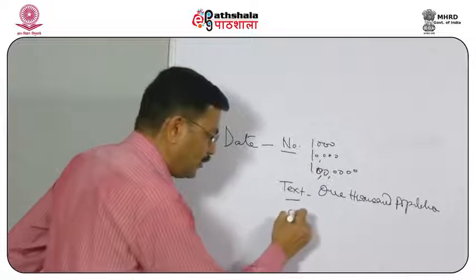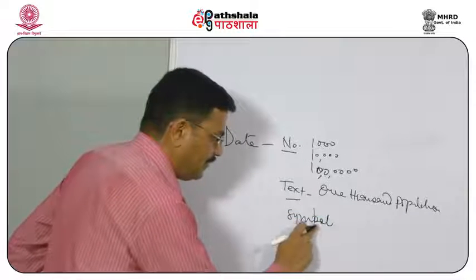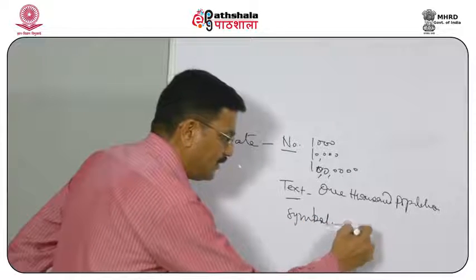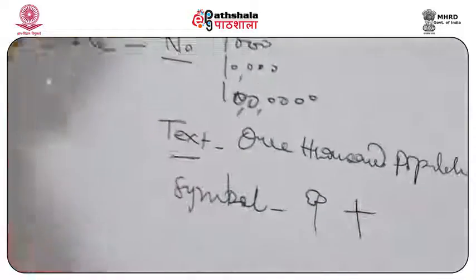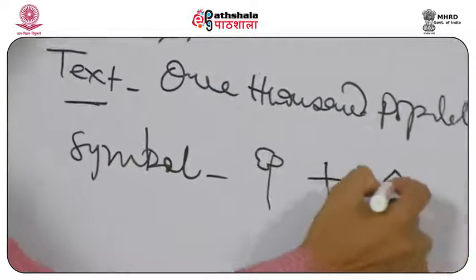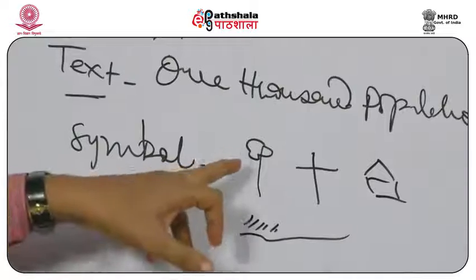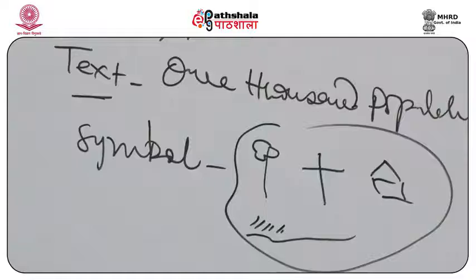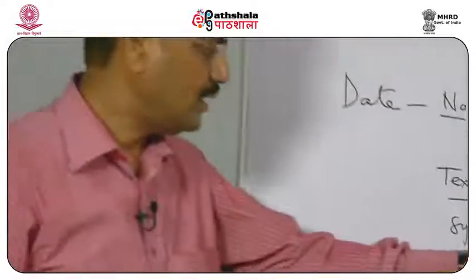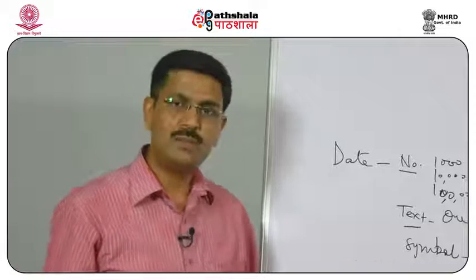The third is data in the form of symbols. Data could be in the form of something like this. If I make it like this, this could be a tree. If I make it like this, this could be a church. If I make it like this, this could be a temple, and so on. Or if I make it like this, these are grasses. If I put these symbols on a particular part of the surface of the earth and count them, I can say how many trees or churches or temples are there in a particular part of the earth. So this is another way of representing data.